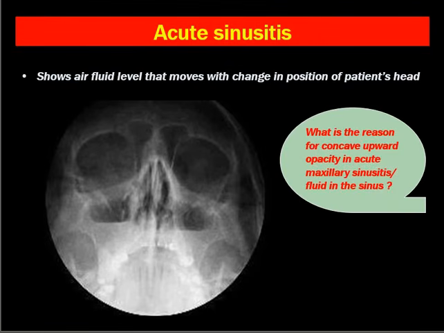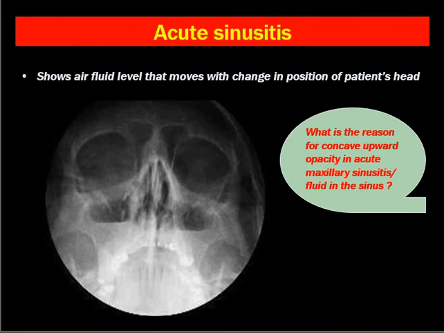Now coming to different pathological conditions. What is the finding of X-ray PNS in acute sinusitis? In acute sinusitis, there will be pus collection in the maxillary sinus. So it shows an air fluid level that moves with change in the position of the patient's head. So we can see concave upwards opacity.